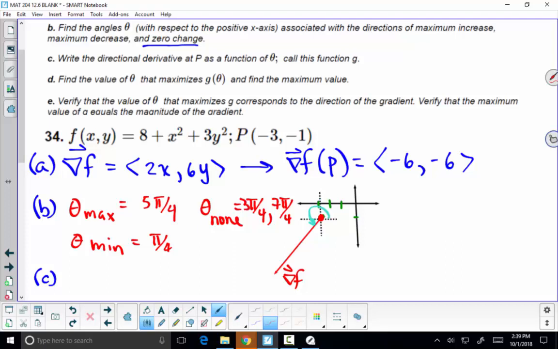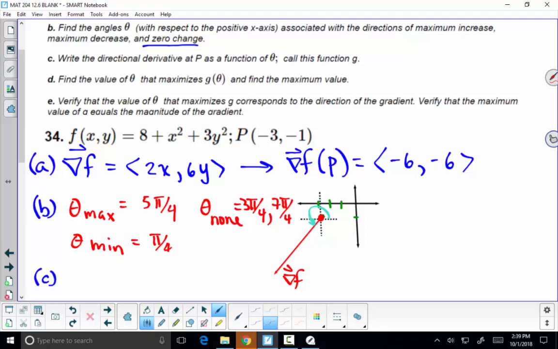3 pi over 4. I was gonna say we have pi over 4, I got caught up by the pi. 3 pi over 4, 7 pi over 4. We agree with that? Yeah. So the directions of no change will be orthogonal, perpendicular there. 3 pi over 4 and 7 pi over 4.